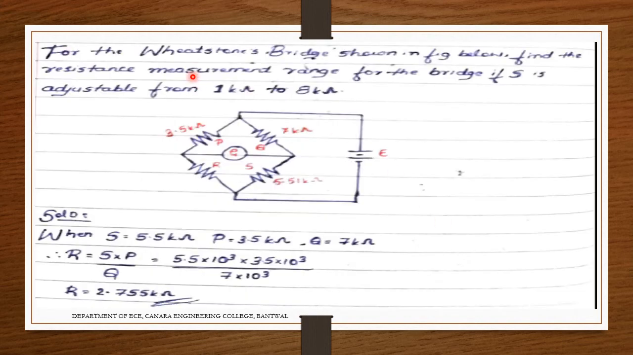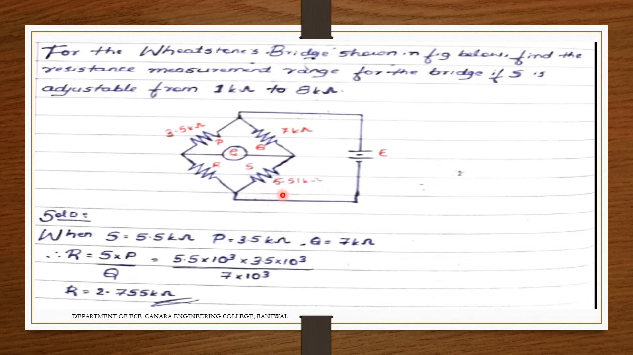Next one. For the Wheatstone bridge shown in the figure below, find the resistance measurement range for the bridge. S is adjustable from 1 kilo ohm to 8 kilo ohm. So we have to find the range here. What is the circuit they have given here? P, Q, R, S, 3.5K, 7K, and we don't know the R value. We need to find R.